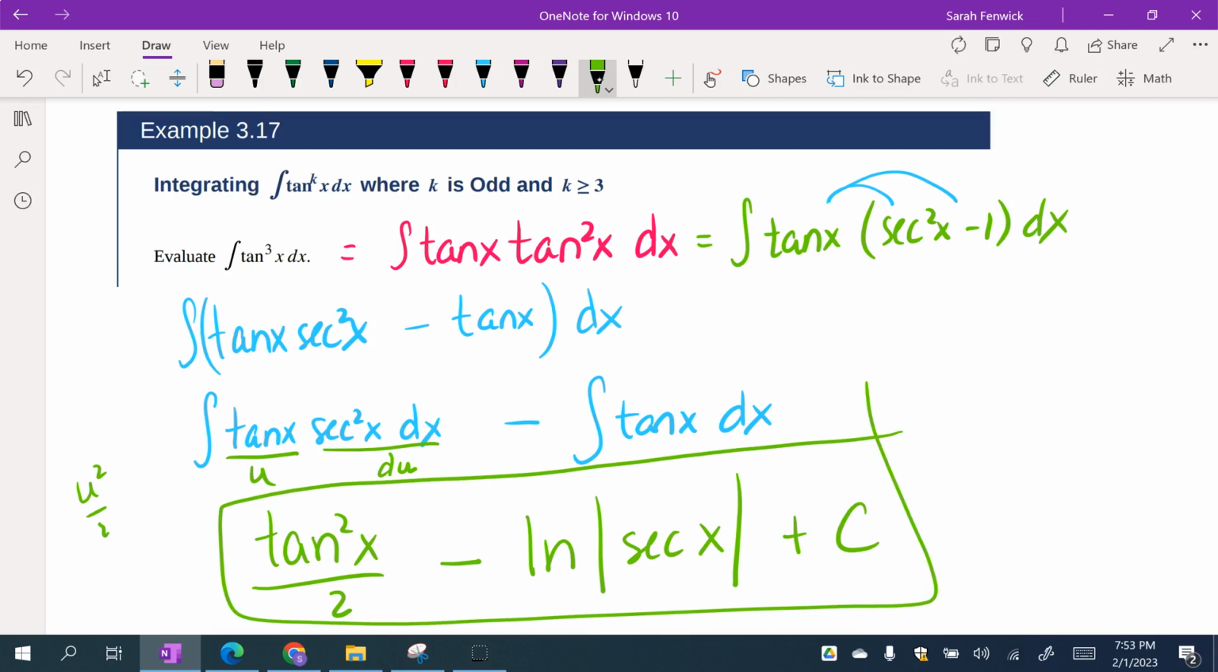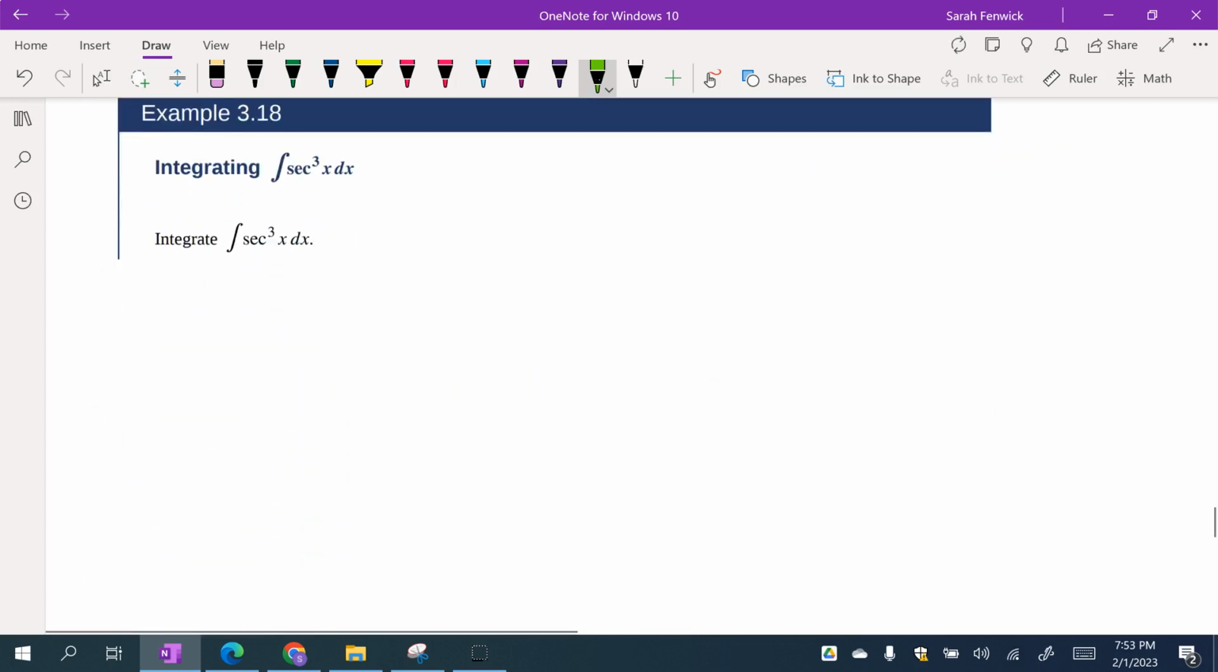All right, one more before we finish this video. Integration of secant to the 3rd x dx. So we are going to start off integrating this. We'll break up secant cubed into secant x and secant squared x, and we're going to do integration by parts. So secant x, secant squared x, dx. U and dv is what we need first.